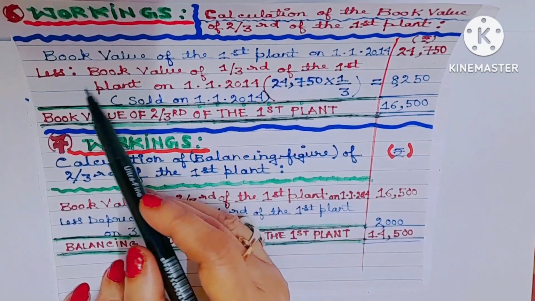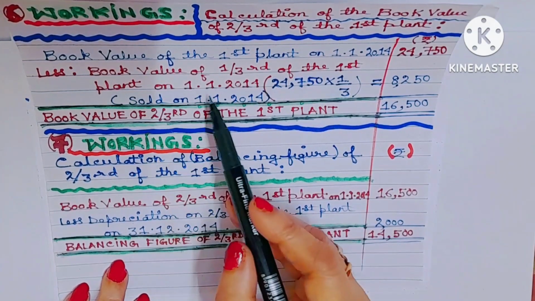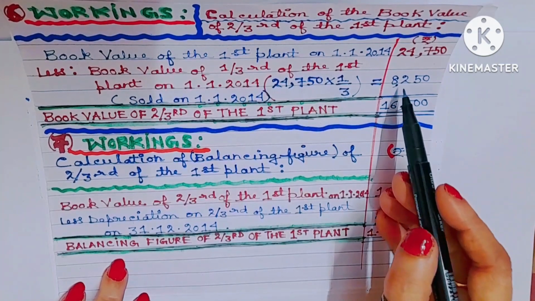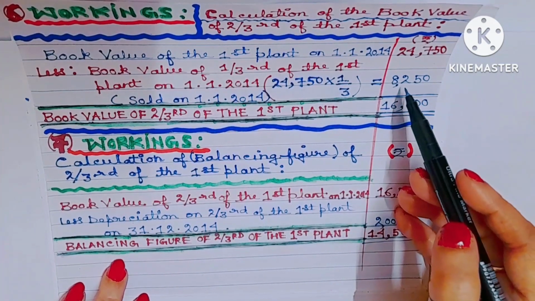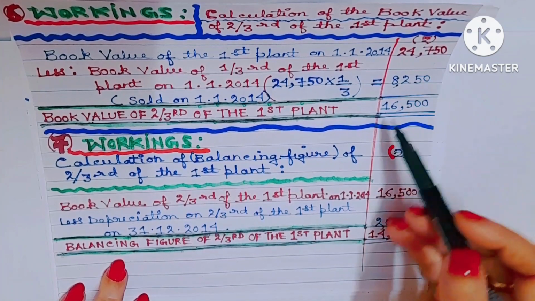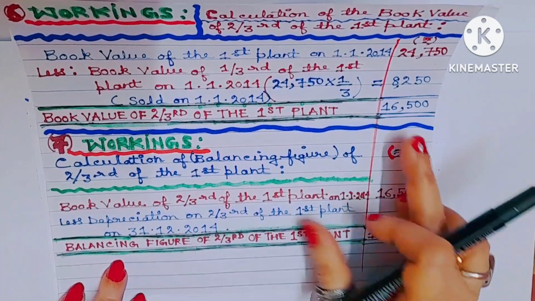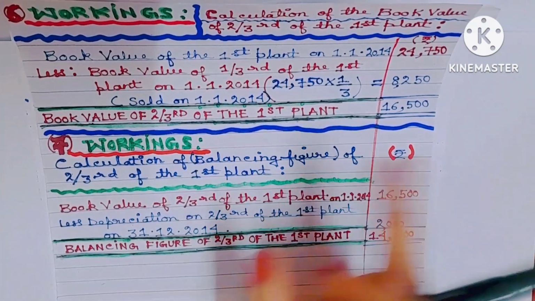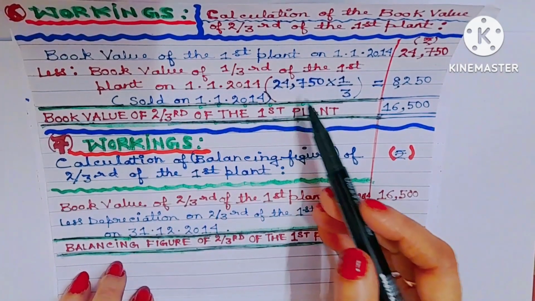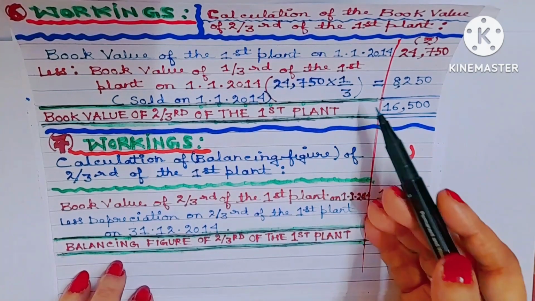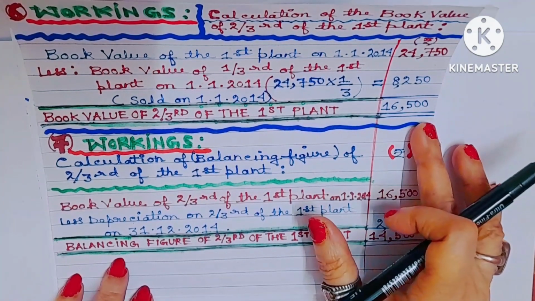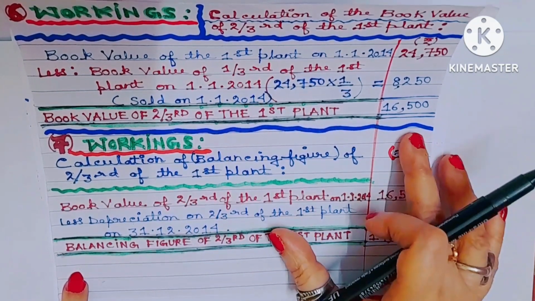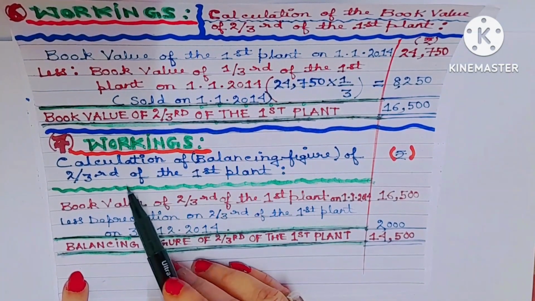Less book value of 1/3 of the first plant on 1st January 2014, that is 1/3 of 24,750, which is 8,250. If you deduct 8,250 from 24,750, you'll get 16,500. This 16,500 is the book value of 2/3 of the first plant. Or if you do 24,750 into 2/3, that will also give you 16,500. This is the book value of 2/3 of the first plant. Now you got to calculate the balancing figure of 2/3 of the first plant.